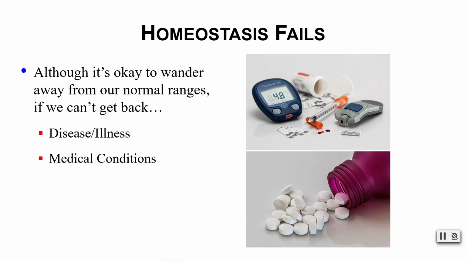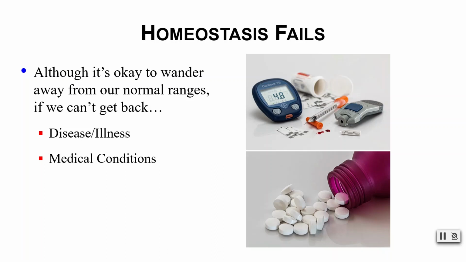So, last but not least, we know that it's perfectly okay to get away from homeostasis. We have ways to get back to homeostasis. But what happens if we can't? That's when we get disease and illness, medical conditions that we need to treat with outside help. Medications, medical devices, things like that.